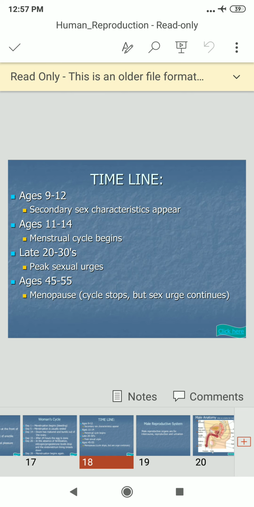So you can see the age limits. The secondary sex characteristics appear at 9 to 12. At ages 11 to 14 the menstrual cycle begins. Late 20s to 30s is the peak sexual urge. At 45 to 50 is menopause, the cycle stops but the sex urge continues. So this is about the female reproductive system.